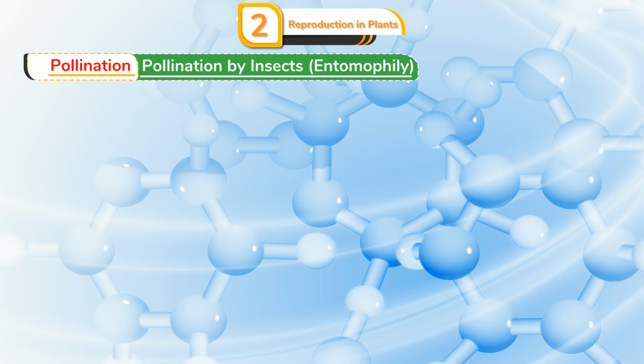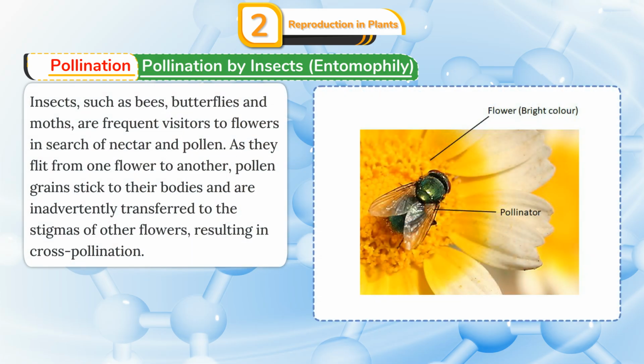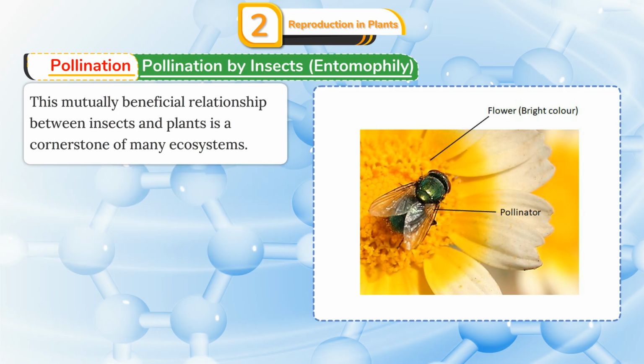Pollination by insects. Entomophily. Insects, such as bees, butterflies, and moths, are frequent visitors to flowers in search of nectar and pollen. As they flit from one flower to another, pollen grains stick to their bodies and are inadvertently transferred to the stigmas of other flowers, resulting in cross-pollination. This mutually beneficial relationship between insects and plants is a cornerstone of many ecosystems.